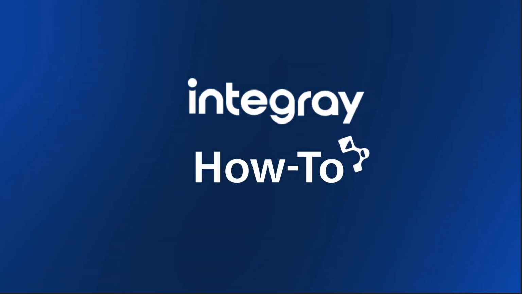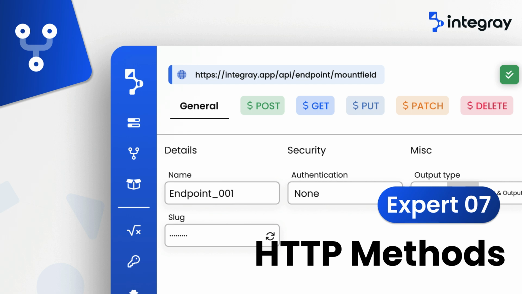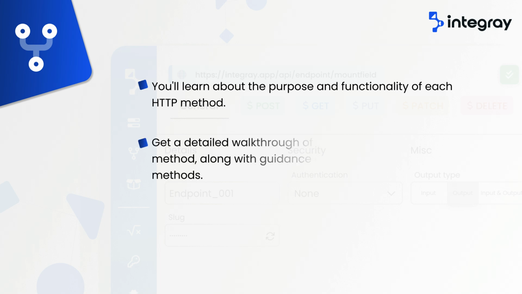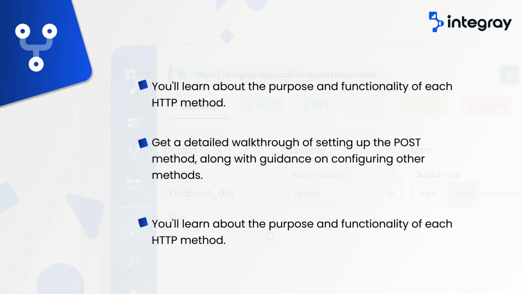In this video, we'll walk you through the basics of HTTP methods in Integray. We'll explore the essential HTTP methods used in API integration, such as post, get, put, patch, and delete. In this video, you'll learn about the purpose and functionality of each HTTP method. Then, you'll get a detailed setup process for the post method, which will serve as a basis for configuring any other method. And finally, you'll see practical demonstrations of how each method works.